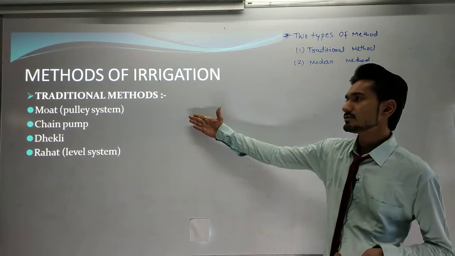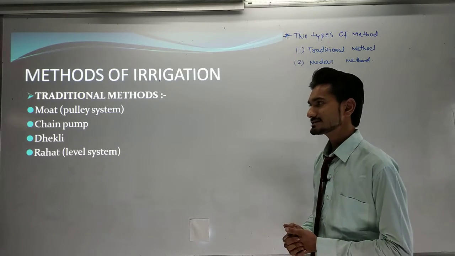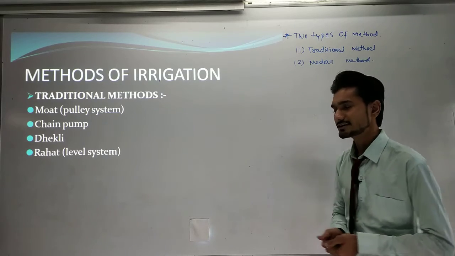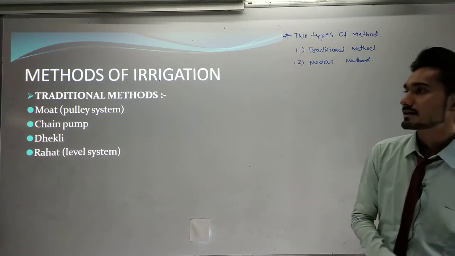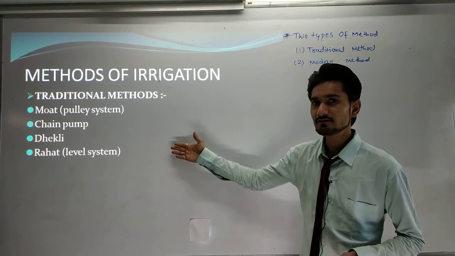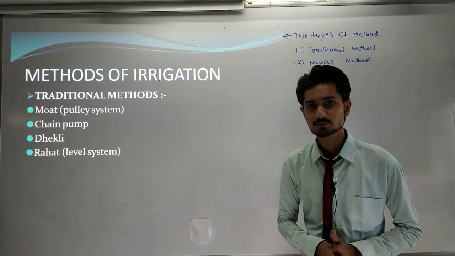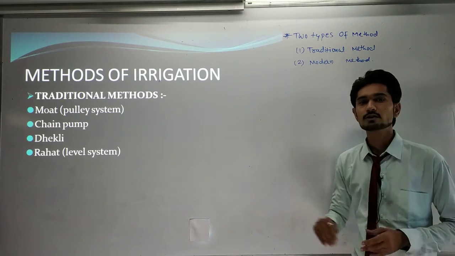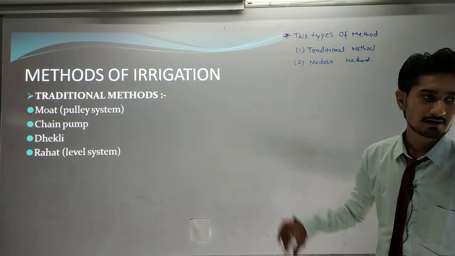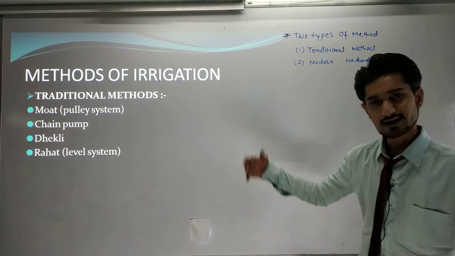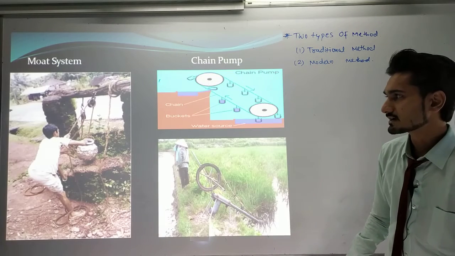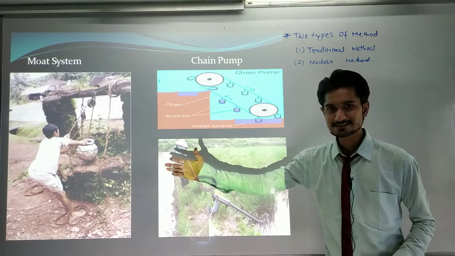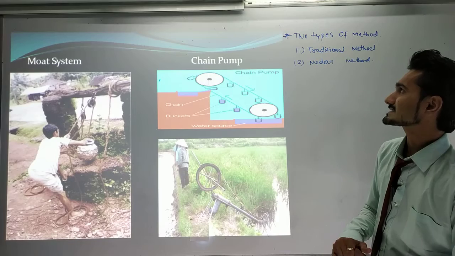Okay, now the first one is the moat, the second one is the chain pump, the third one is the Dekli, and the fourth is the Rahat, or it is called the level system. Now we are going to see each individual process through photographs. From that you can understand what processes occur and which systems are called traditional methods. Okay, now let us look at the first photograph. Here you can see the moat system.